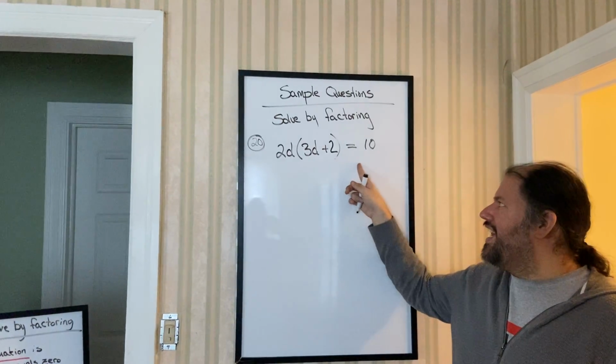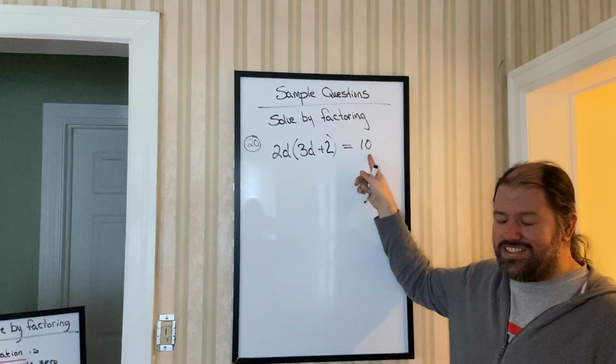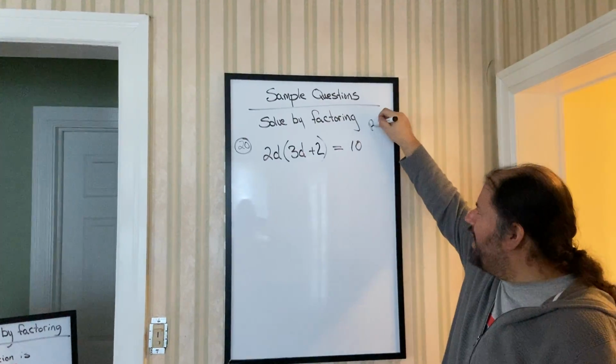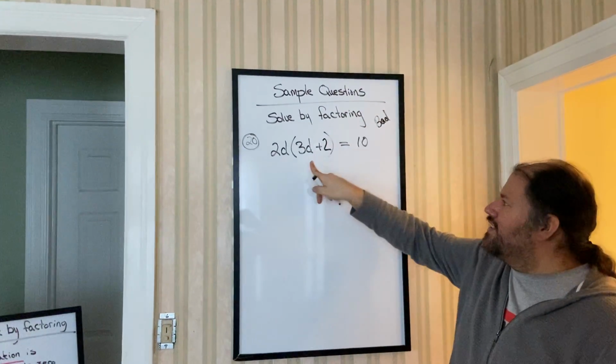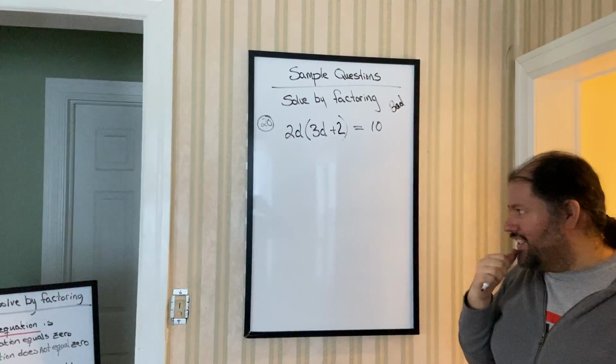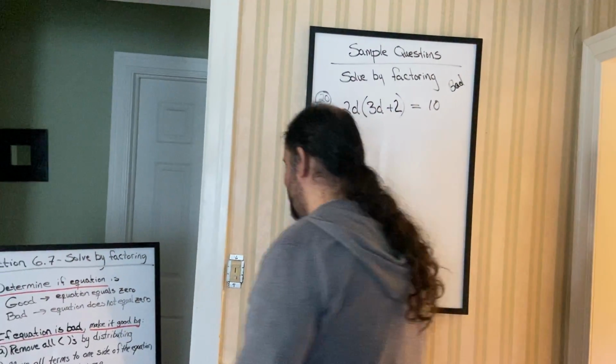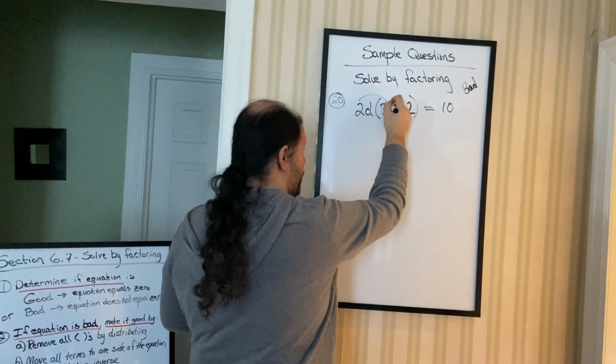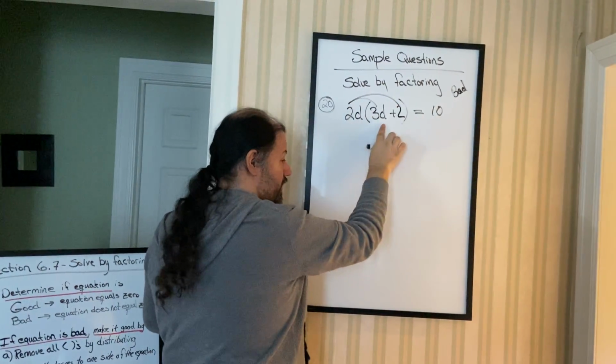Determine if this is good or bad. Because this is not a 0, this is bad. Which means this is bad as well. We're going to have to get rid of those parentheses. So how do we get rid of those parentheses? Remember, we're going to distribute. Distributing means multiply.